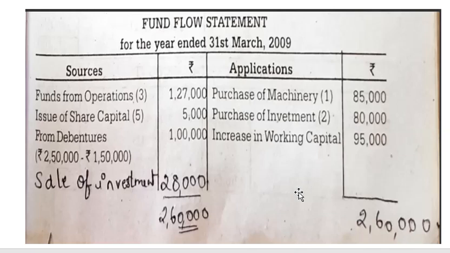At the end, after entering all the items, you have to enter two items. One is the funds from operation amount, the other is the increase or decrease in working capital. So in this problem, the funds from operation, as we have already done, is 1,27,000. Write that in the sources. Why in the sources? Because it is a profit for the company. Profit means it is an inflow. Inflow means sources side. So 1,27,000. Then the increase or decrease in working capital. When there is an increase in working capital, cash goes out. When cash goes out, it has to be entered on the application side. Okay, so application side 95,000.